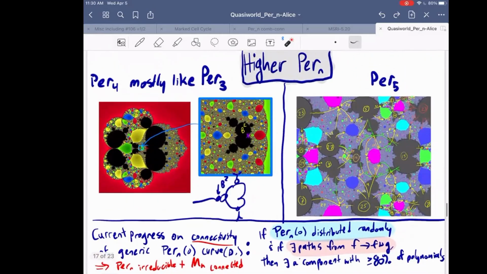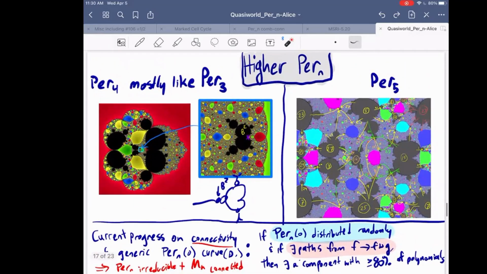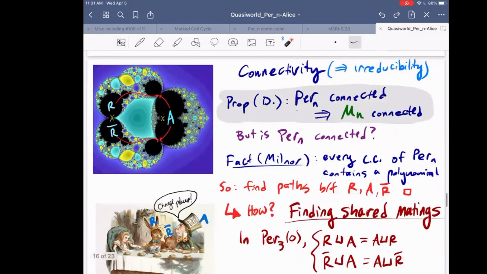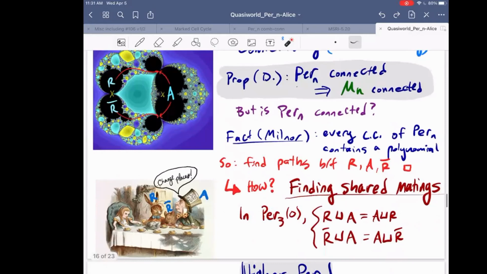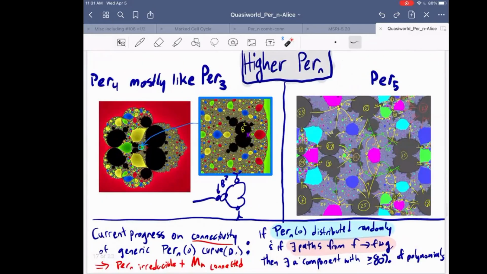For higher Per_n, I think Per_4 is very similar to Per_3. It's still genus 0. Oh yeah, first, as a corollary, we just proved that a cylinder is connected, by the way. Just wanted to mention that. Okay, but Per_4 is still genus 0. It has 4 punctures here, here, here, and here, but it doesn't have any genus.